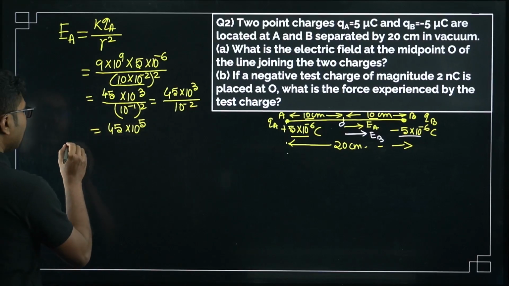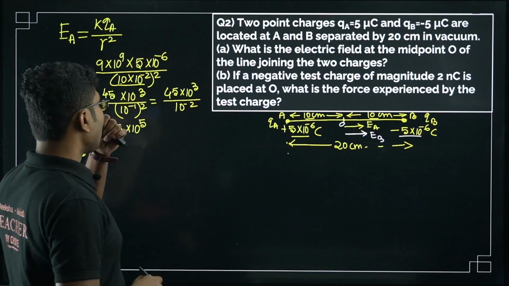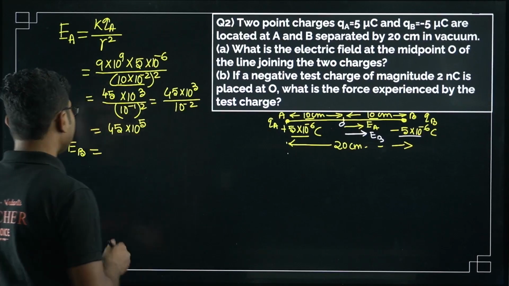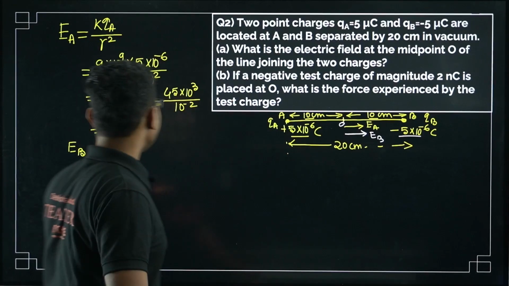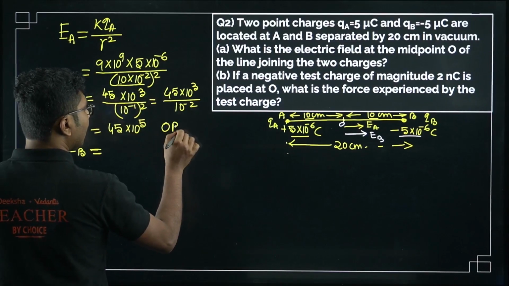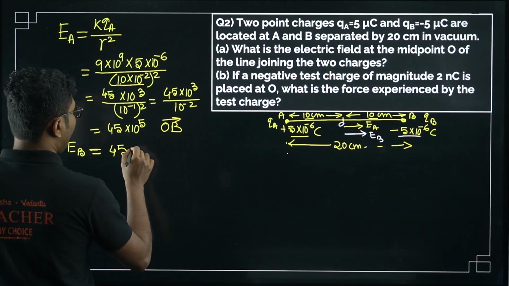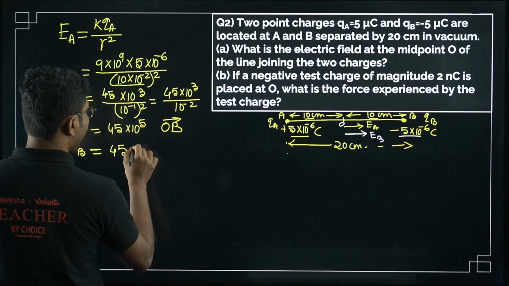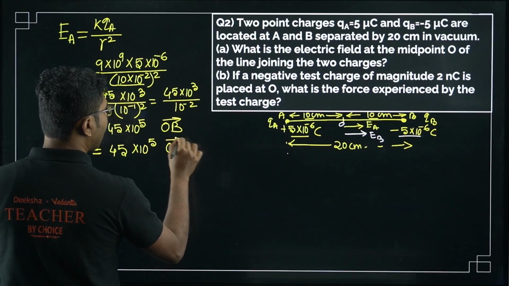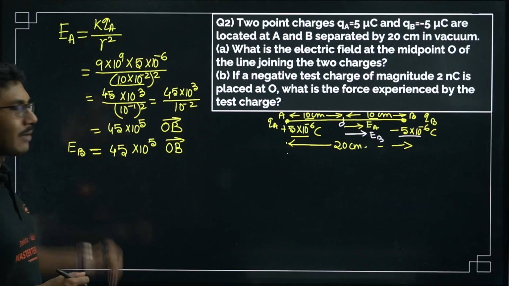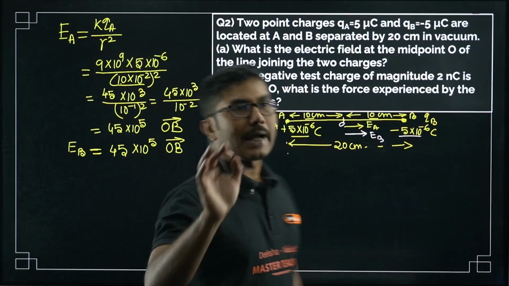Similarly, the electric field due to B will also be the same value. Why the same value? Because both of the charges are the same, and it is along OB. Similarly, it will be 45 into 10 to the power of 5 along OB. Both of them are along OB, and both, if you see, I have kept the sign positive because I am relying on the direction and not the sign of the charges.